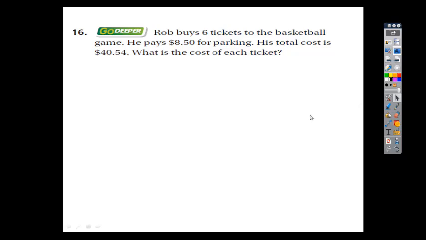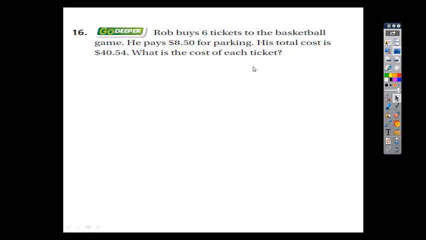I think when you see the word total, you will say yes, total is related to addition, so you have to make plus. No, please read the story carefully. Rob buys 6 tickets to the basketball game. So he buys only 6 tickets, and then he pays $8.50 for the parking. That means if you have money, I will take away some money from you because you pay money for the parking. That means you have to make minus from the total cost that you paid, to get, after that, the cost of each ticket.